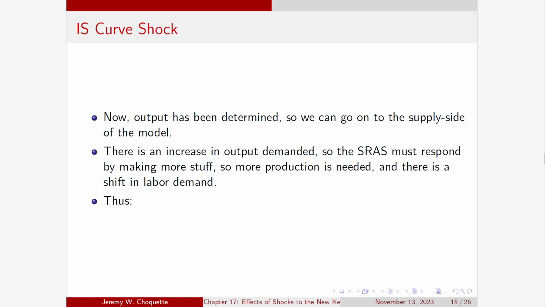Okay, so now we've determined output, so we can go on to the supply side of the model. There's going to be an increase in the demand for output, right? So short-run aggregate supply has to respond by making more stuff. Firms have to respond by making more things because more people want more things. That means more production is needed, and there's going to be a shift in labor demand.